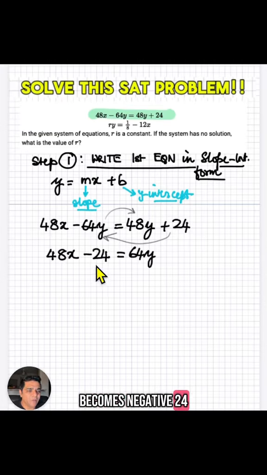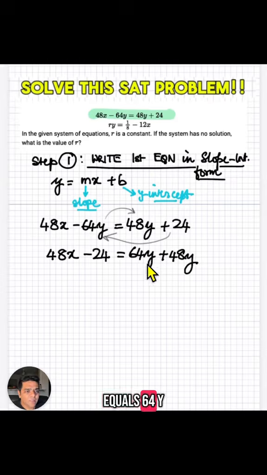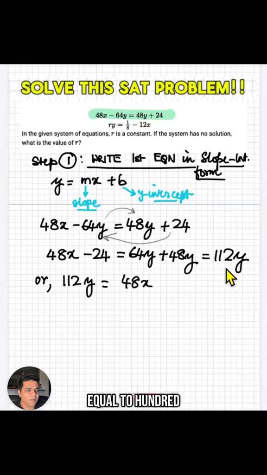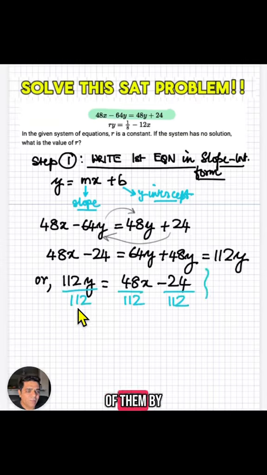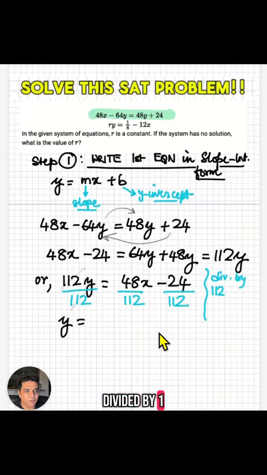It becomes negative 24 equals 64y. Now this is a positive, it comes to the other side. 64y plus 48y is equal to 112y. So now let's go ahead and isolate the y, divide all of them by 112. So we get y equals 48 over 112 x minus 24 divided by 112.